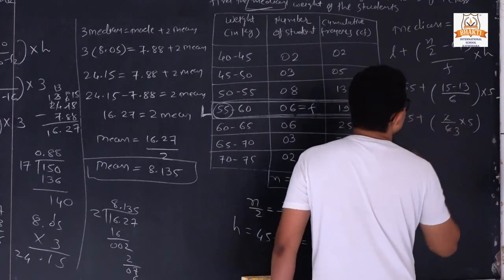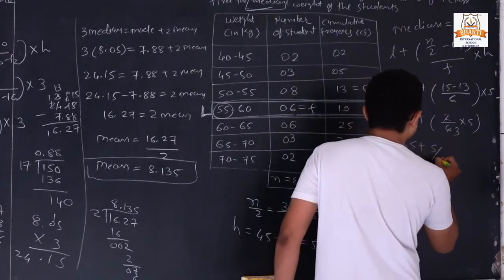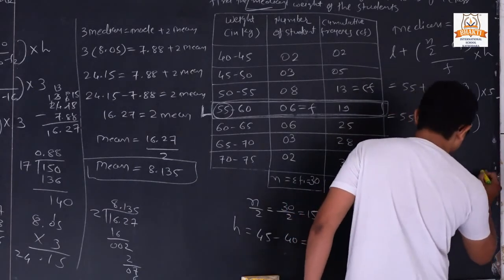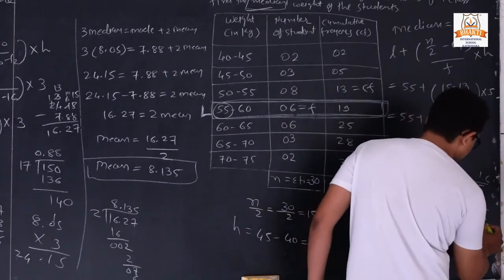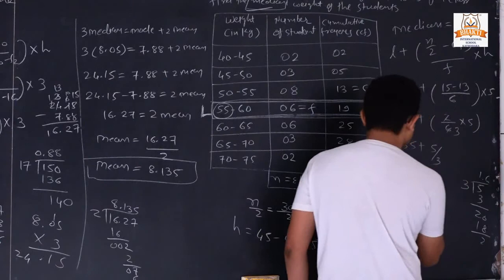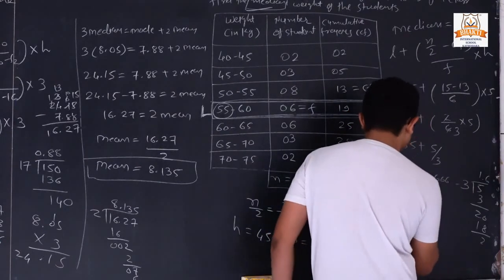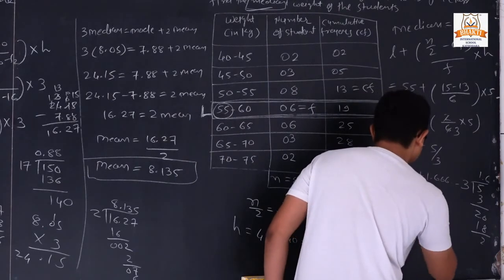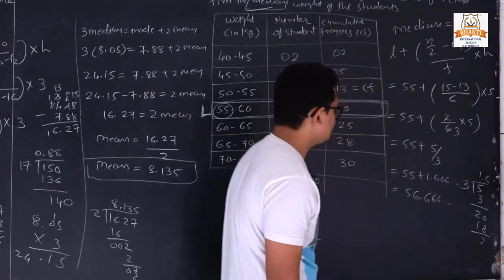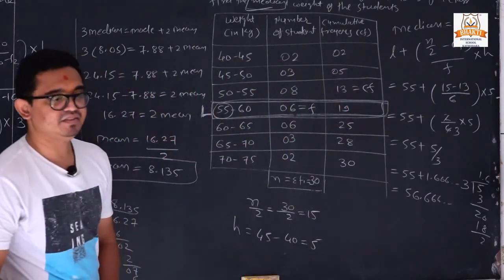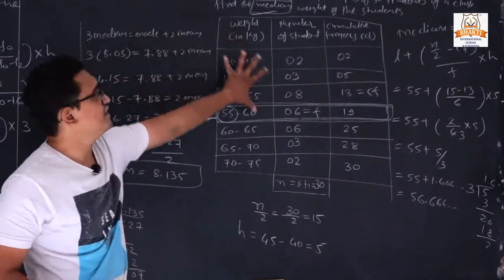So 2 3s are 6. So 55 plus 5 divided by 3. So 3 divided by 5, so 3 1s are 3. So here we will put 0. 3 6s are 18. So it will be 1.666. So 55 plus 1.666, so the answer it is 56.666. So what is the value of median? 56.66. So it is the answer for that value of median.